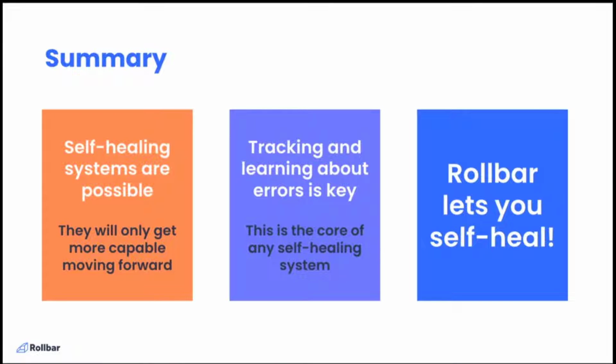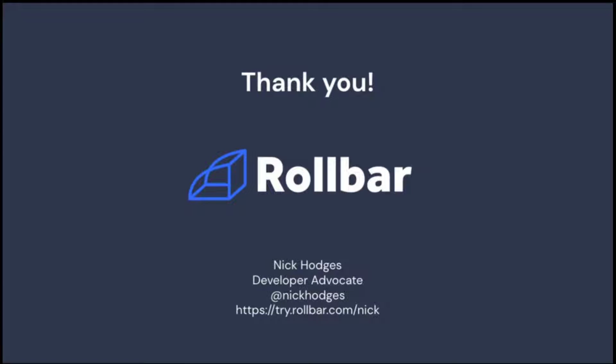And that's the beauty of self-healing systems. So in summary, self-healing systems are possible. They're very doable. They'll only get more capable moving forward. As you've seen, we've got the basic ability to roll back on errors. It would be interesting to find different ways that systems could self-heal as we move forward. The key to all of this, of course, is tracking and learning about the proper errors and categorizing errors as problems, not problems, critical errors, non-critical errors. And my company Rollbar does all of that.